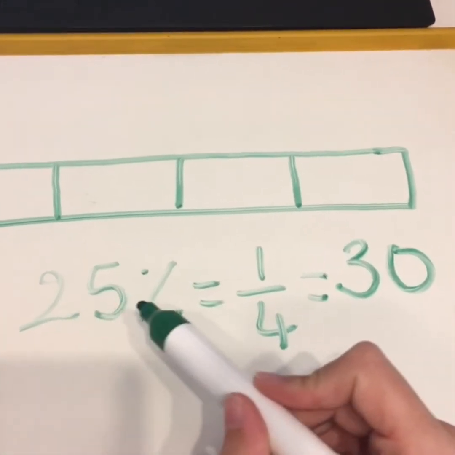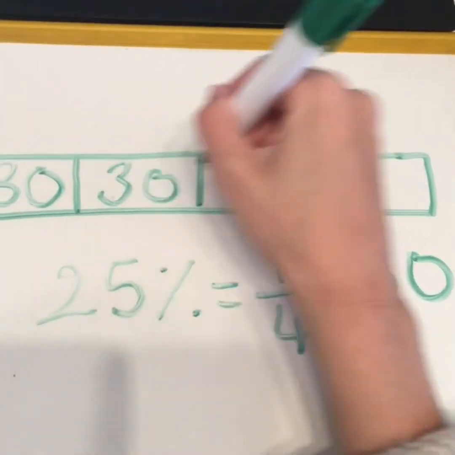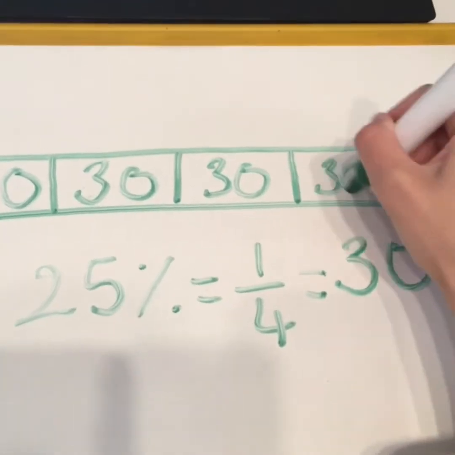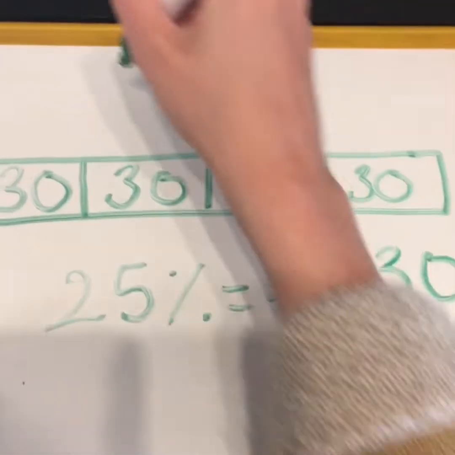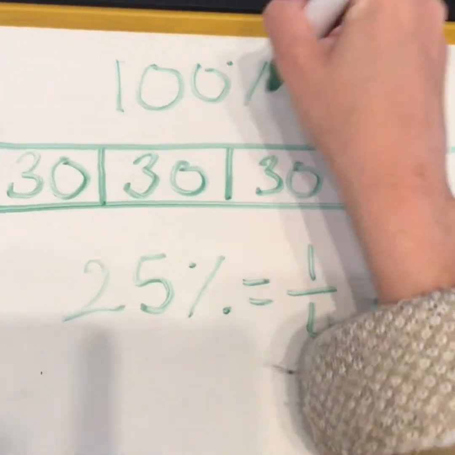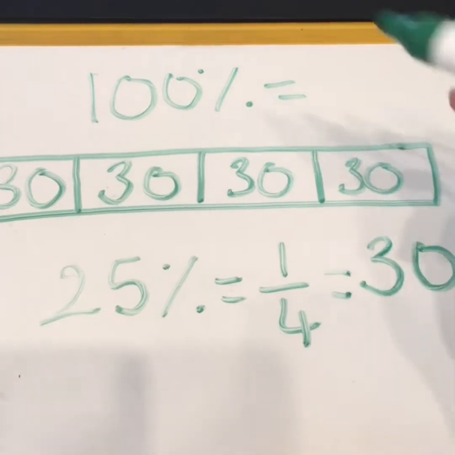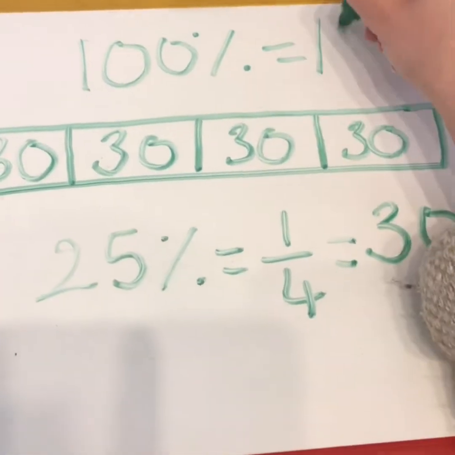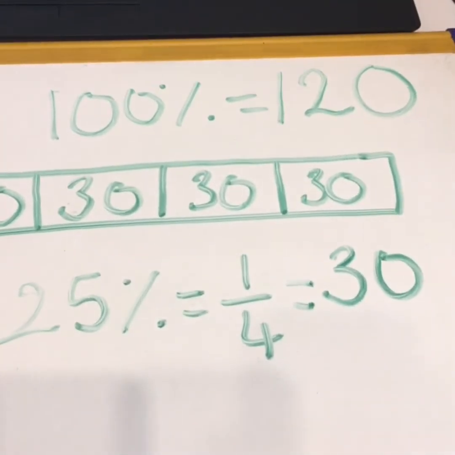So if 25% is 30, then this part is 30, this part is 30, this part is 30, and this part is 30, because all of these parts are worth 25%. So 100% then equals 30 times 4, or 30 add 30 add 30 add 30. Well, 3 times 4 is 12. Times by 10 would be 120.